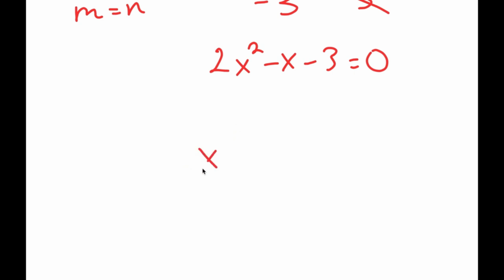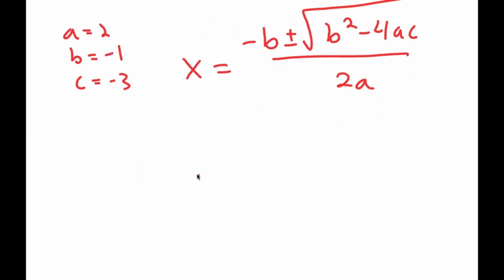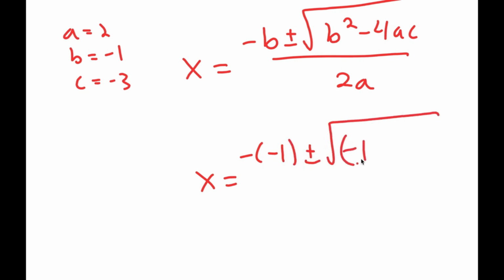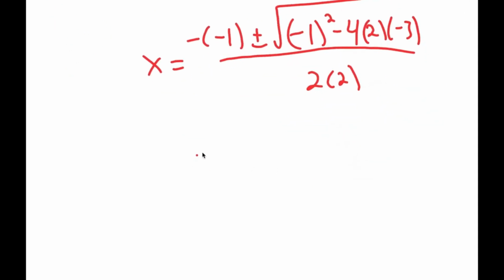So now to solve this, I'm going to use the quadratic formula, which is negative b plus or minus the square root of b squared minus 4ac all over 2a. So in this case, a is 2, b is negative 1, and c is negative 3. So I get x is equal to negative of negative 1 plus or minus the square root of negative 1 squared minus 4 times a, which is 2, times c, which is negative 3. And I have this all over 2a, so 2 times 2.